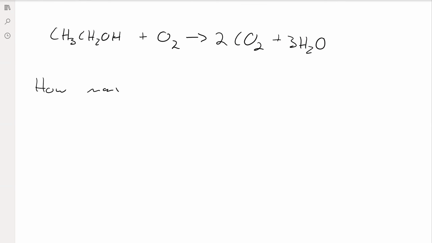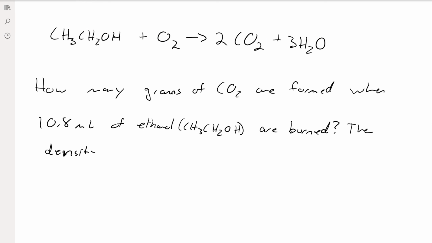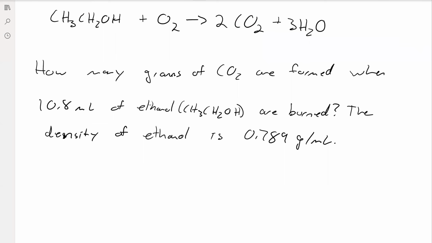It says, how many grams of carbon dioxide are formed when 10.8 milliliters of ethanol, which is the CH3CH2OH, are burned? And then it tells us the density of ethanol is 0.789 grams per milliliter. So again, word problems, they're always tricky.